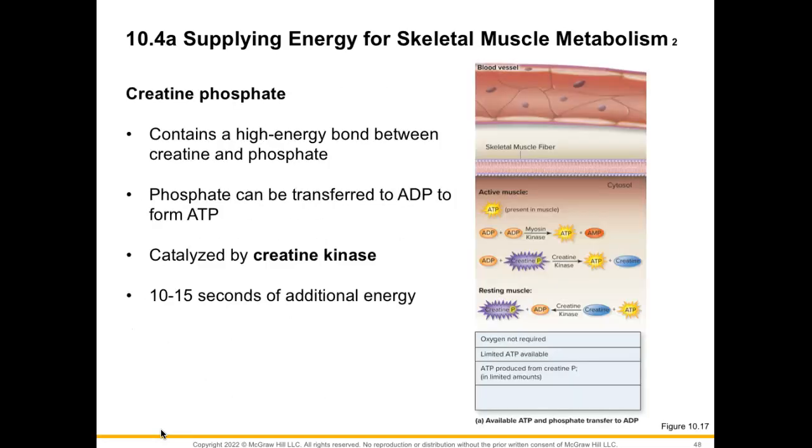So first is creatine phosphate. It's going to contain a high energy bond between the creatine and the phosphate. So we can imagine this right over here. And our phosphate can be transferred to the ADP molecule in order to form ATP. Notice how this reaction is taking place in the presence of creatine kinase, and we are left with the product of creatine. This will supply us with about 10 to 15 seconds of additional energy.